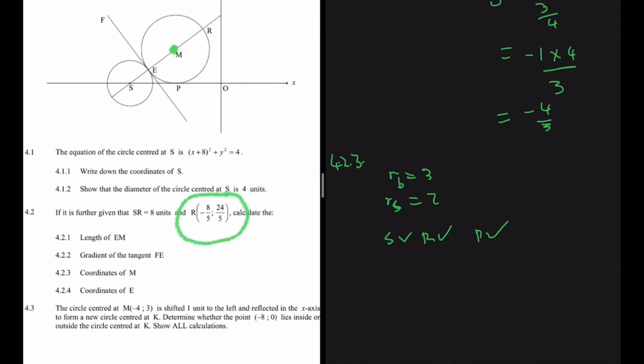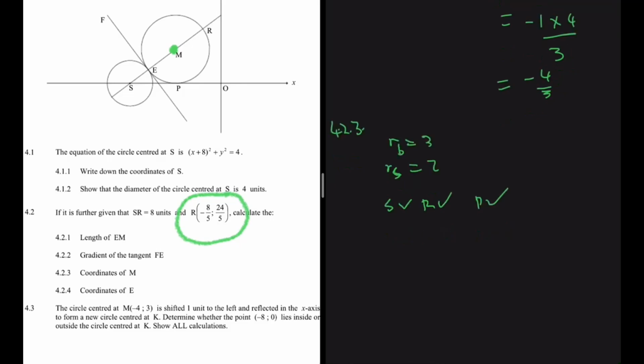M and P, they share the same x value, right? That is because if the x-axis touches the circle, then where it touches the circle will be the x value of the center of the circle. And if it touches along the y-axis, then the y value will be the y of the center of the circle, right? So M and P share the same x value. So if we can find the x value of P, we have the x value of M, right?